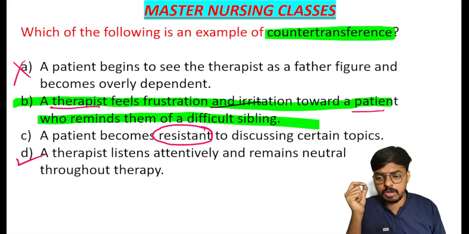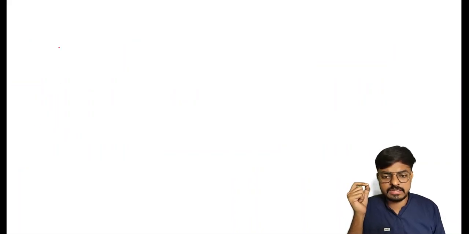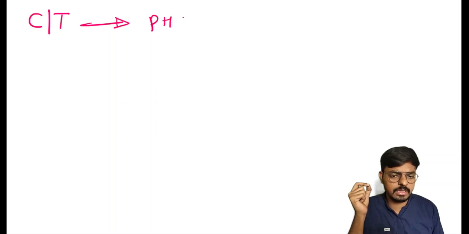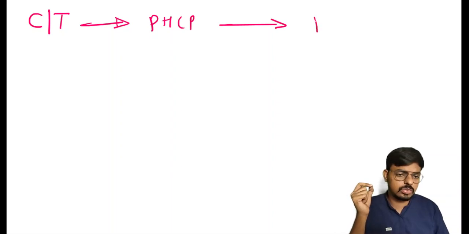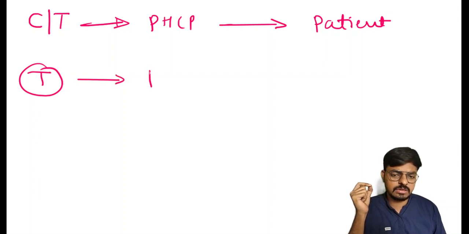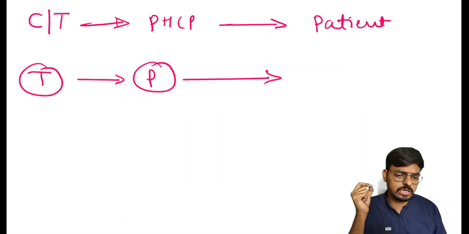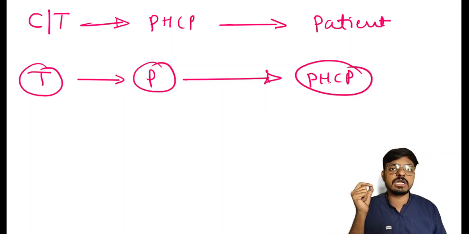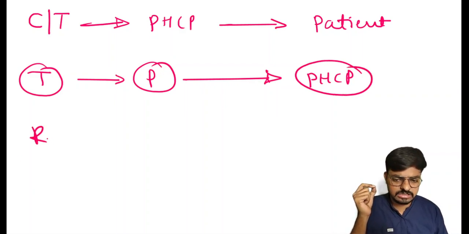Okay, so there are three therapeutic impasses in psychiatry that are repeatedly striking in the exams. You people have to understand, one is counter transference. In counter transference, what is happening? The primary health care provider is showing some emotional responses towards the patient. This is counter transference. Then what is transference? Transference is the patient showing emotional responses towards the primary health care provider. This is transference. Then come to the resistance.